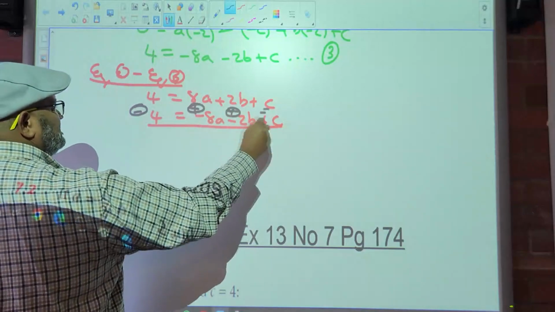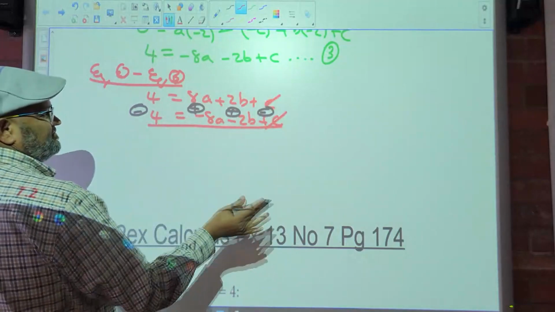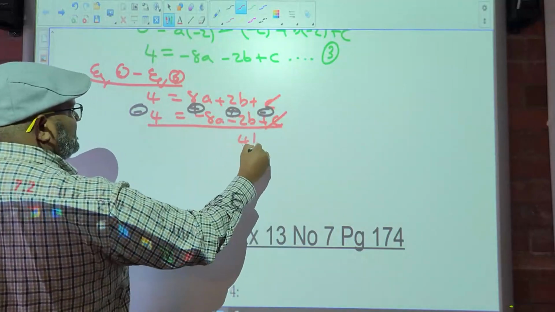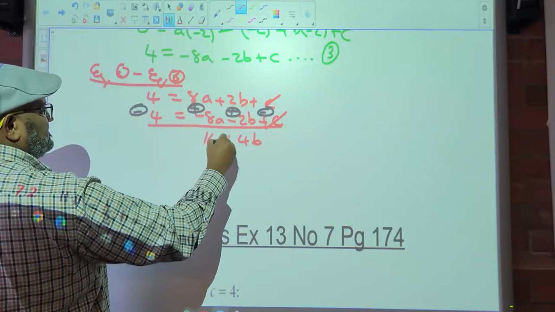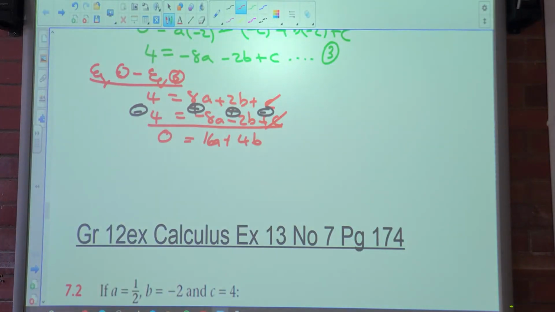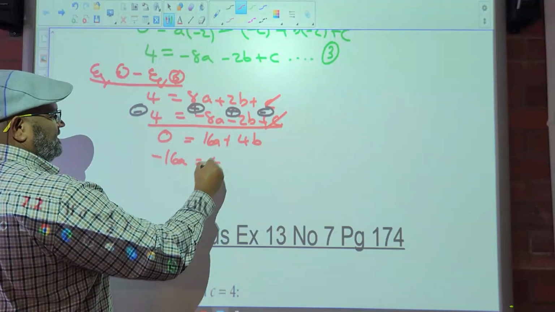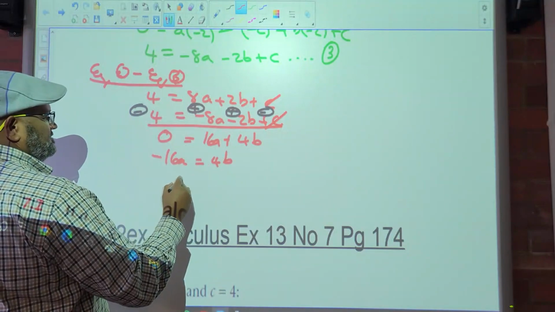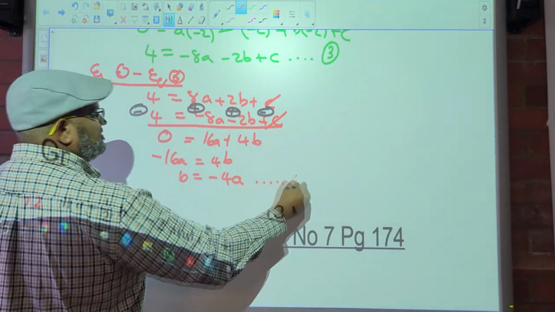Now plus, and this one. Why do I need to change it? So that c and c can be cancelled. 2b plus 2b is 4b. 8a plus 8a is 16a, which is equal to 0. Can you see that? So in other words, minus 16a is equal to 4b. So b is equal to negative 4a. This is equation 4.